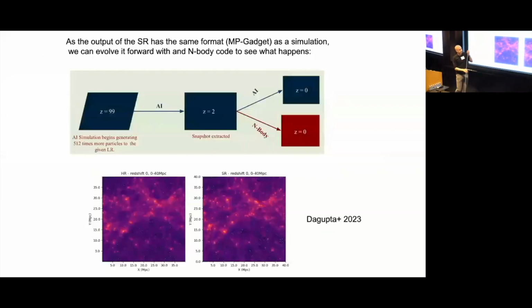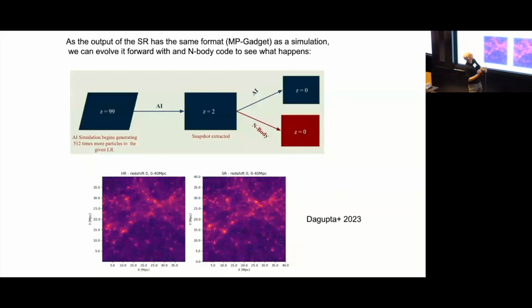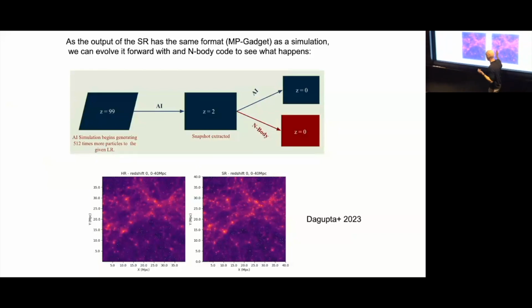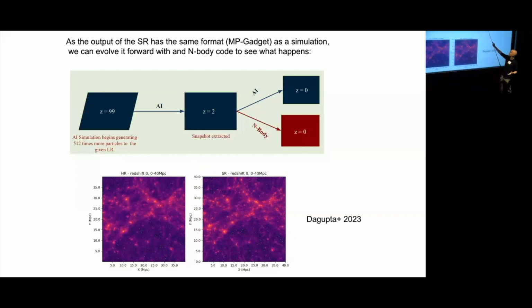So like I said, as the output from the super resolution has the same format, we can evolve it forward with an n-body code. This was done by Ankita Dasgupta, again a summer student last year. What happened was we evolved with the GAN, basically super res, to redshift of 2. And then we continued onwards to redshift of 0 using the super res GAN, and also with an n-body code from redshift of 2 to redshift of 0.